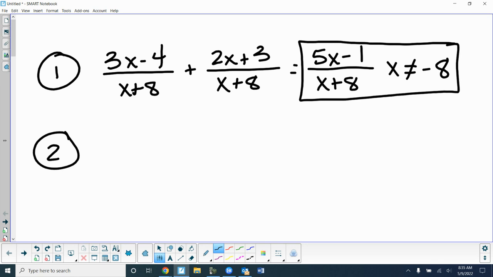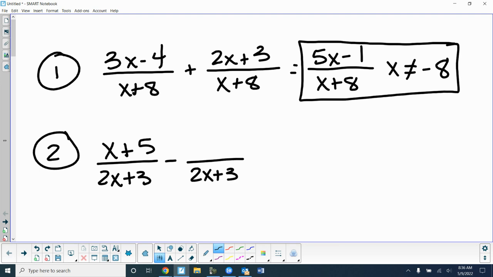Number 2 is very similar, except it's subtraction. We already have our common denominator. So just pay attention to the details when you're subtracting. What's 1x minus 5x? Negative 4x. What's 5 minus a negative 2? Plus 2, so it's 7, right? Remember, that's addition. So that's where we make a mistake sometimes.